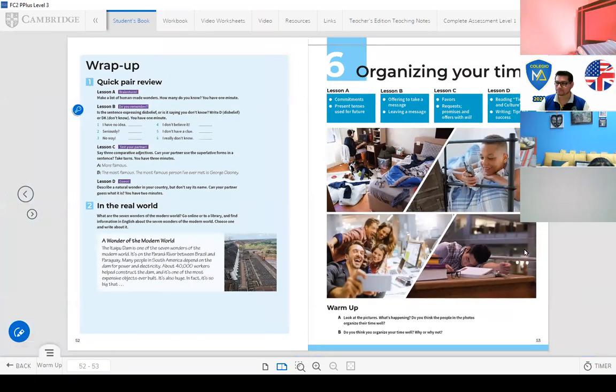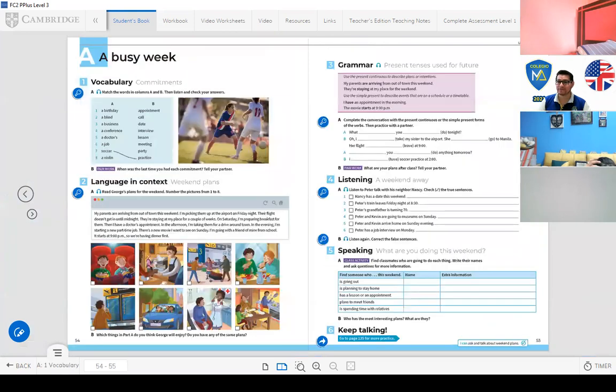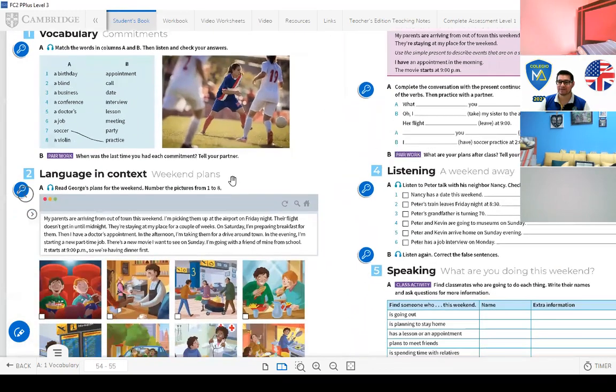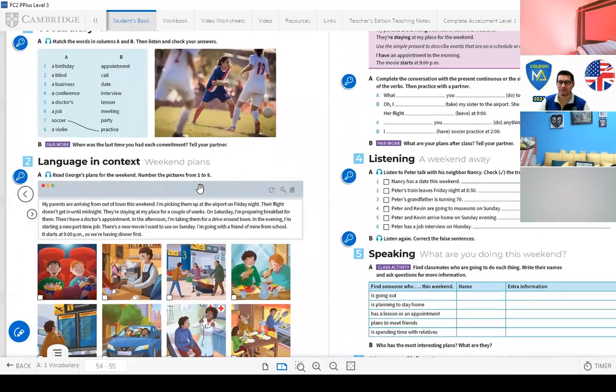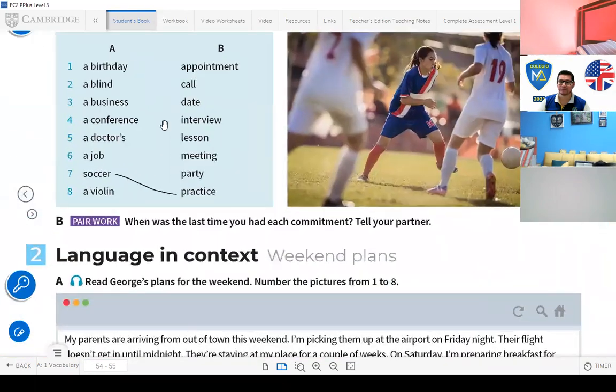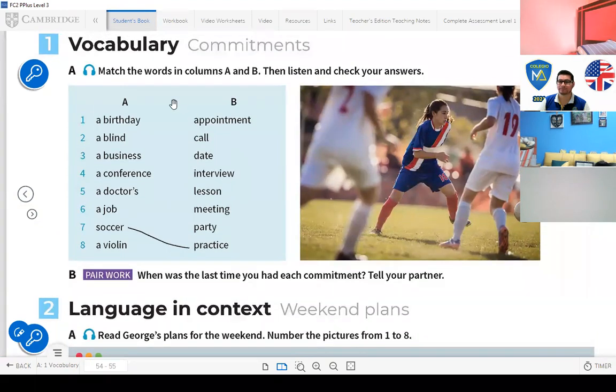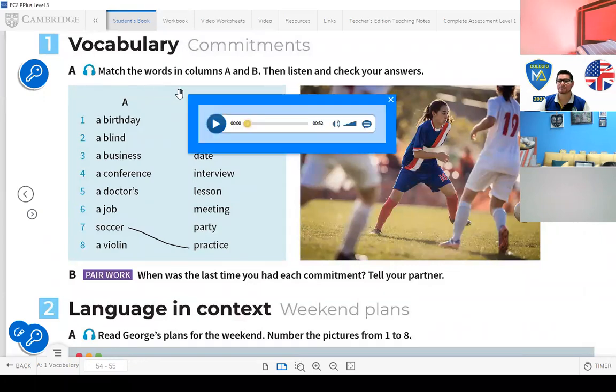Now, let's see. We have something to show you here. This is a busy week. Here we have the vocabulary. What is the vocabulary about? It's about commitments. I'm going to play the listening, you're going to listen and match. So pay attention. Let's do this activity now. I'm going to stop the backing track music and let's start.